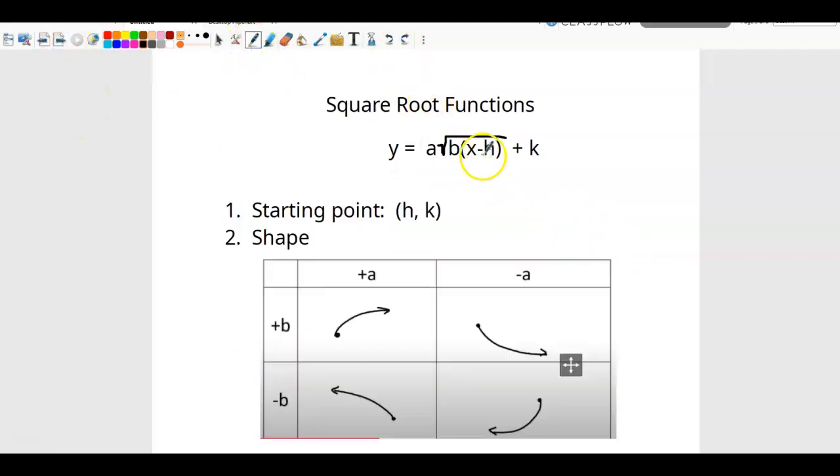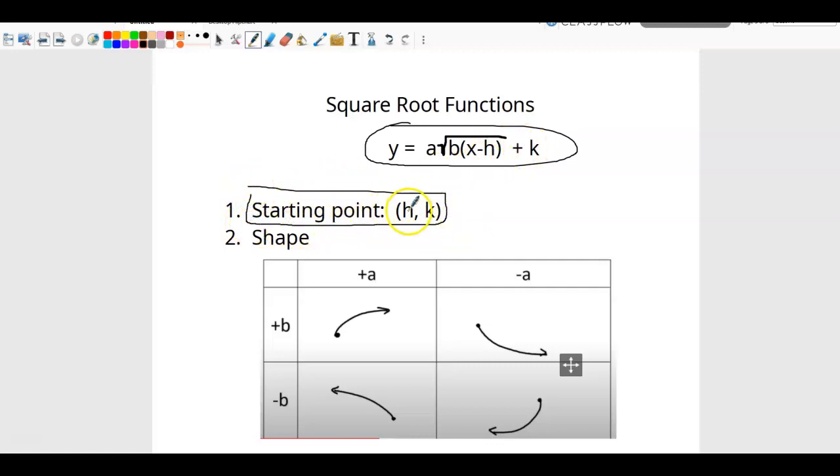All right. So square root functions look like this. The h and the k are going to make what I'll just call the starting point. Once again, the h is going to be opposite sign from what it is here. But the a and b determine which way the graph is going to go after that. In general, a square root function just looks like half of a sideways parabola, if you will. But it can be flipped around and go different directions depending on what the a and b values are.